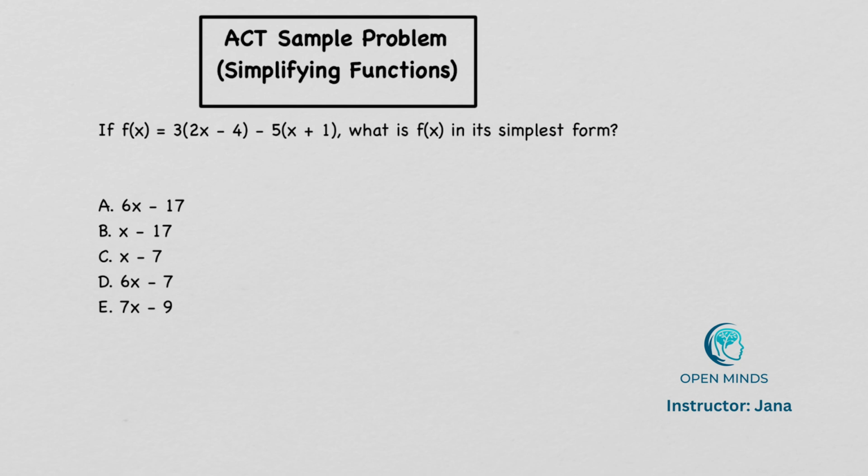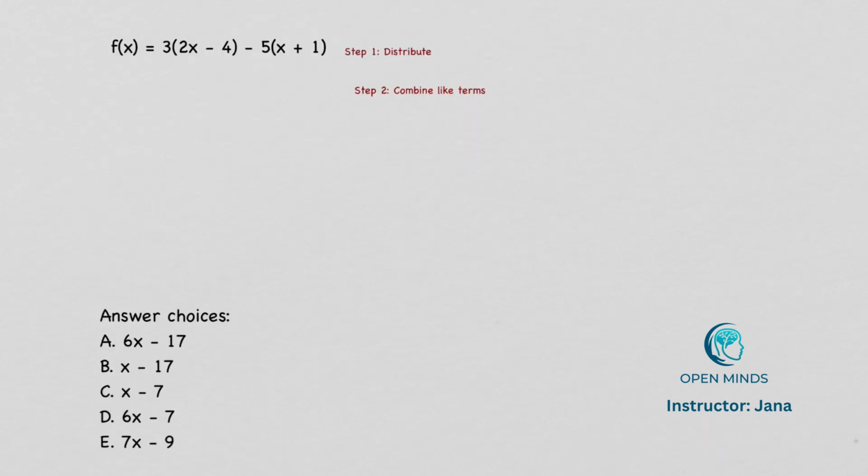The question reads, if f of x equals 3 times (2x minus 4) minus 5 times (x plus 1), what is f of x in its simplest form? And we have 5 answer choices, so let's get into it.